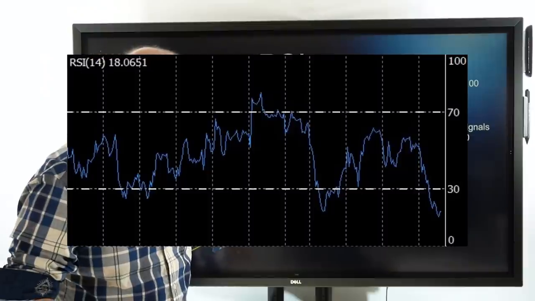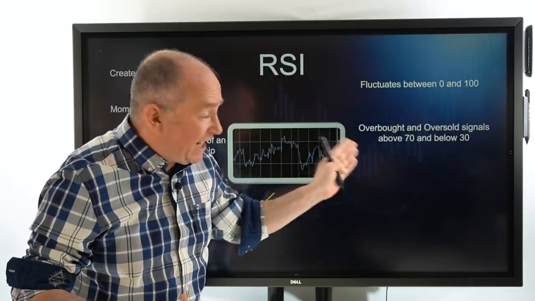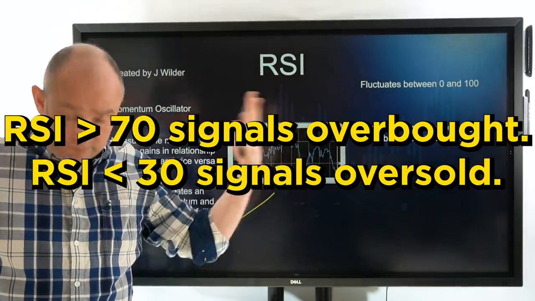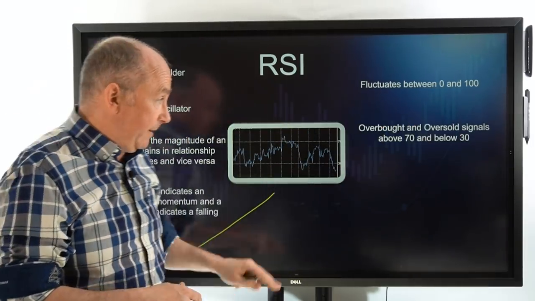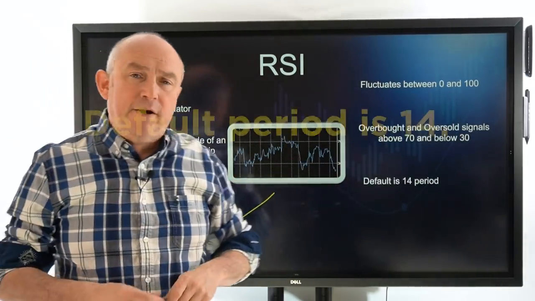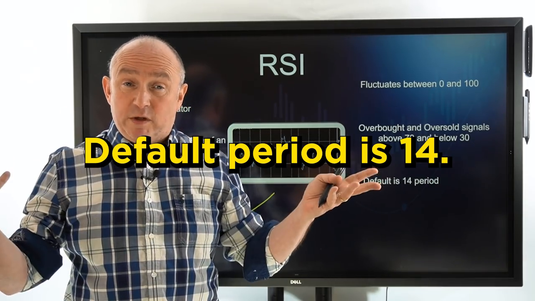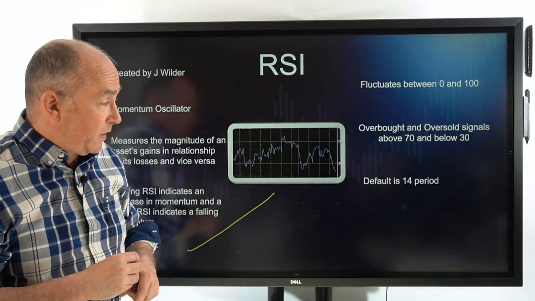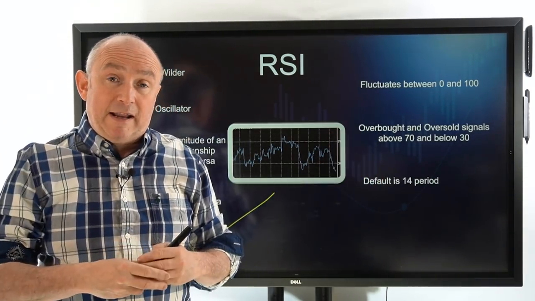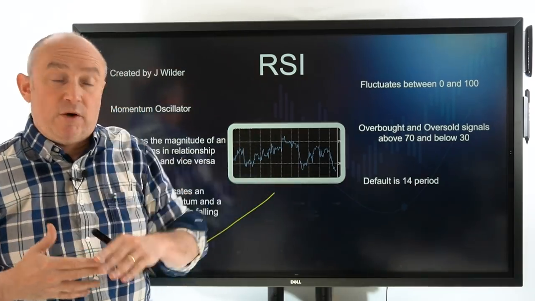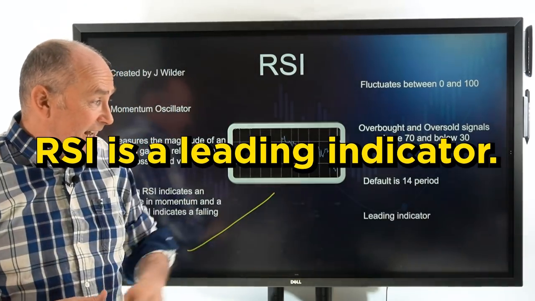So the key levels that we look at are 70 and 30. Anything over 70 is overbought, in theory. Anything below 30 is oversold, in theory. Okay, the default period that you get when you download this onto your platform from your indicator section normally is 14. I know some like to use a bigger default period, and that would smooth out the oscillator. But 14 is the default, and it is a leading indicator.